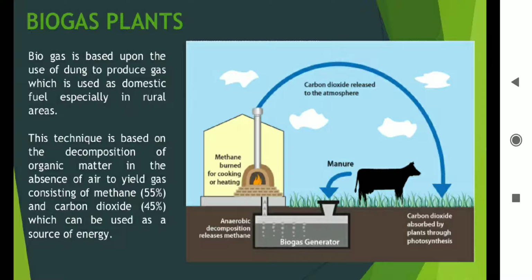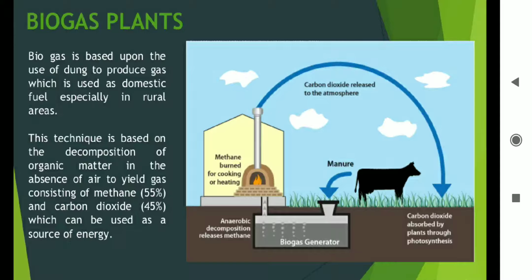After that time, in the absence of oxygen, the biogas is generated, which is used for various household purposes. You can see in the diagram that methane is burned for cooking and heating, for various applications in a household and also for industrial purposes. You can see here that anaerobic decomposition releases the methane. Anaerobic decomposition means the chemical reactions taking place in the absence of oxygen in a biogas chamber, right?